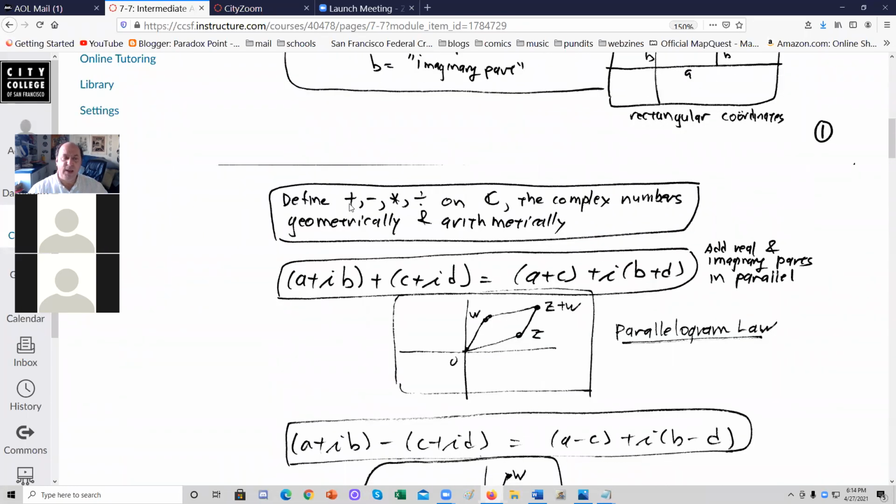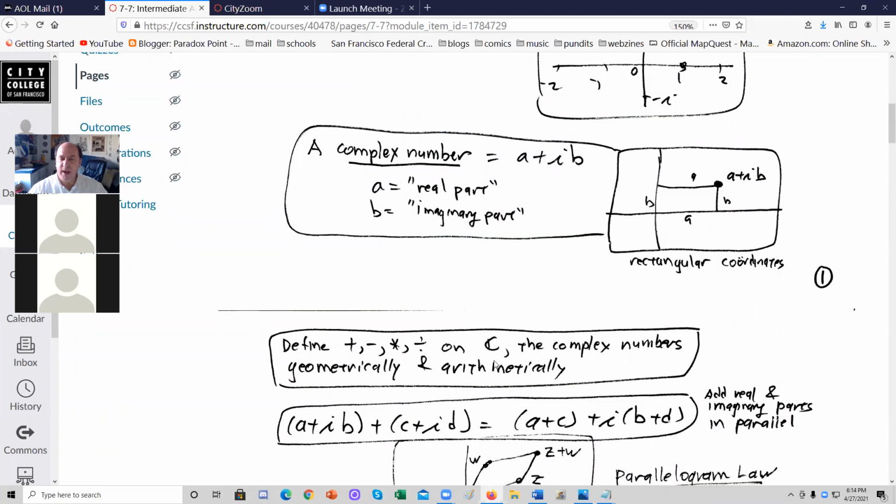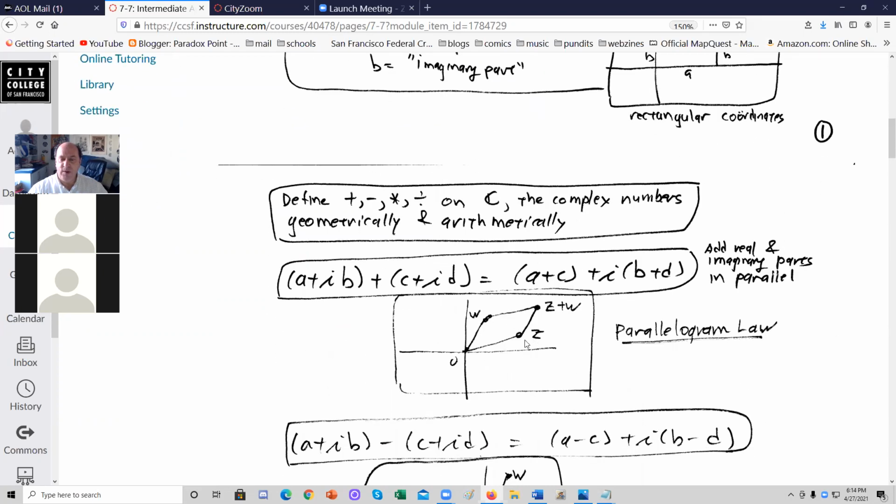Now we're going to define the arithmetic, plus, minus, times, divide on these numbers, called the complex numbers, denoted by a bold-faced C. And we're going to define it geometrically and arithmetically. So for example, given two numbers w and z, we denote them as these points in the complex plane. And if here's the number 0, then we draw the line 0 to z and 0 to w. Then we draw a line parallel to 0w along here and parallel to 0z along here. And this forms a parallelogram. And the far corner will be denoted z plus w. That's the geometric definition.